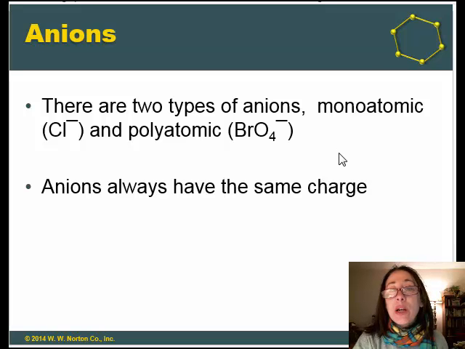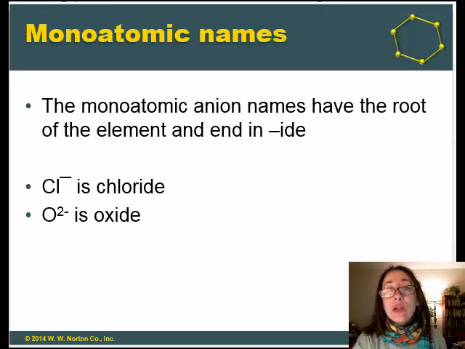So unlike cations, which can have a variable charge, anions always have the same charge. So let's look first at monoatomic anions. Monoatomic anions are always made of nonmetals, and their name is the element root and ends in "ide." So this ion here, it's monoatomic. There's only one atom. It's based on the chlorine atom that has gained an electron, so it's chloride. This is one atom, it's monoatomic, and the oxygen atom has gained 2 electrons, so it's O2 minus, oxide.